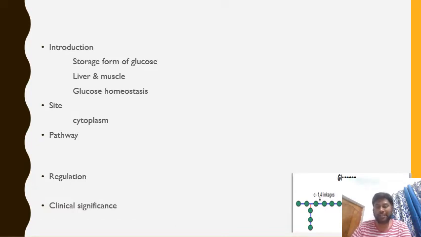Okay, so inside the cytoplasm, how does the pathway take place? What are the reactions involved? We'll be seeing next. Under pathway, we'll be discussing both the reactions of glycogen synthesis and also glycogen breakdown. First, we will start with glycogen synthesis.